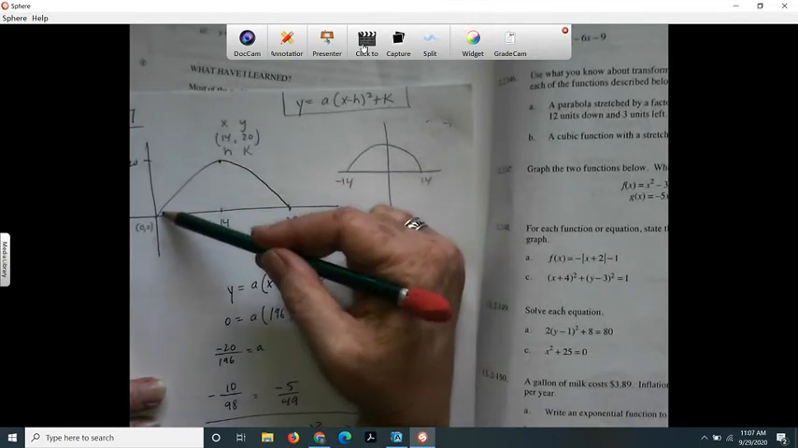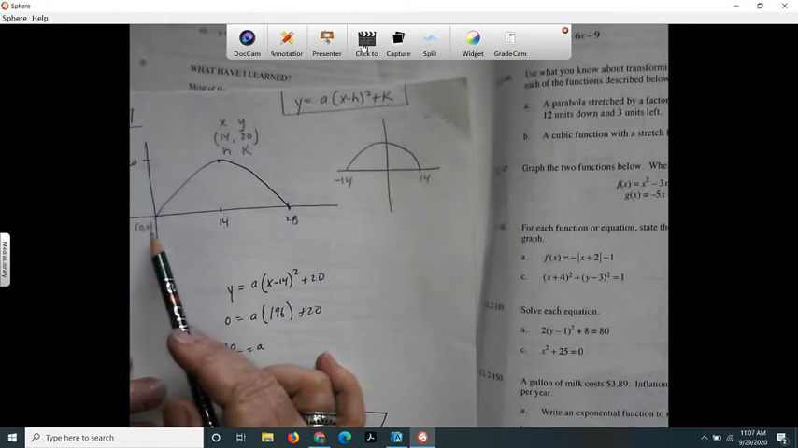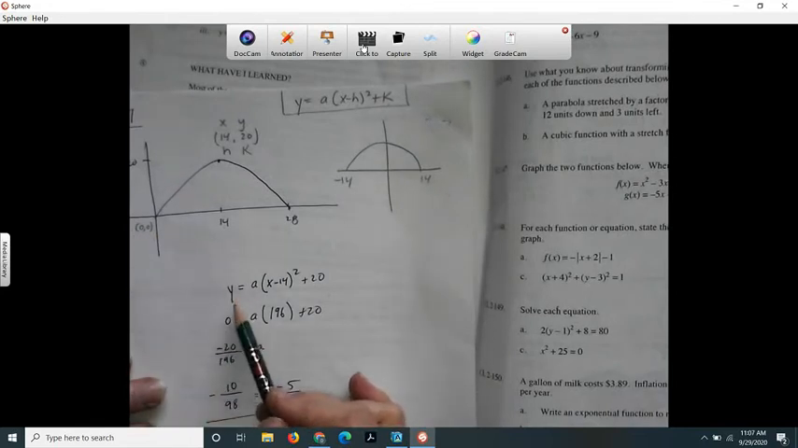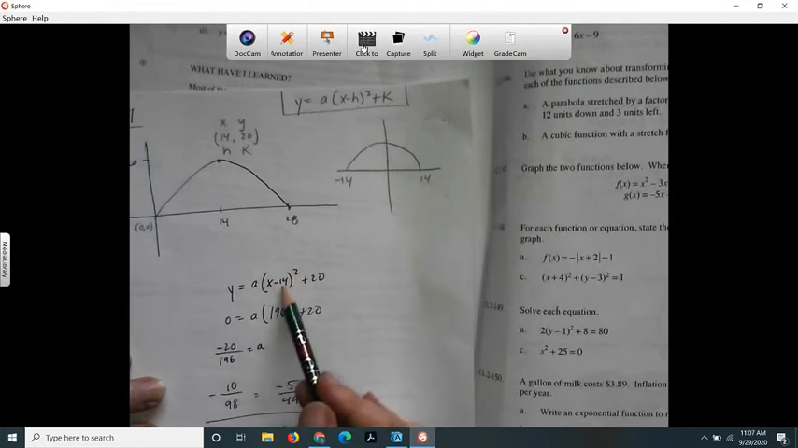So I'm using (0, 0) for x and y. So x is 0 and y is 0. So negative 14 squared gave me the 196, right? Because it's 0 minus 14. It's just negative 14 squared.